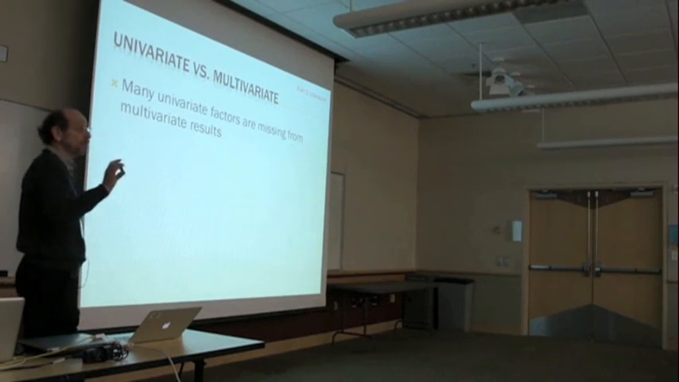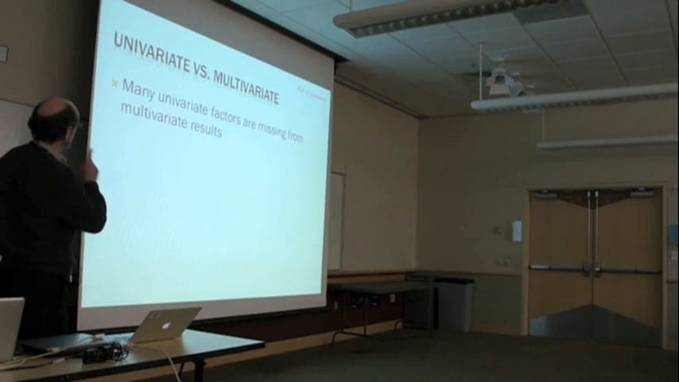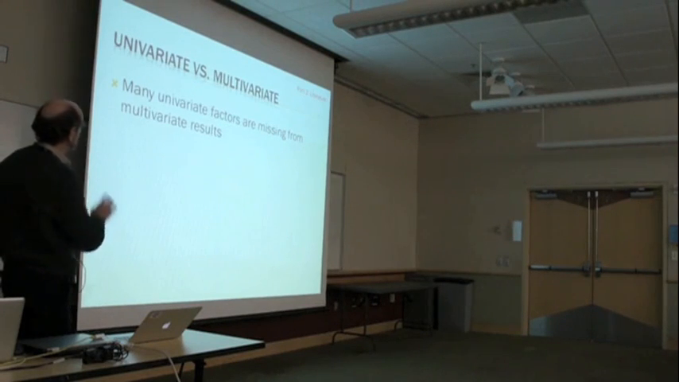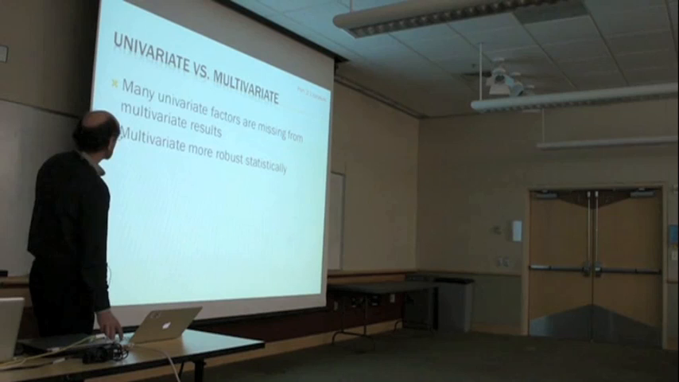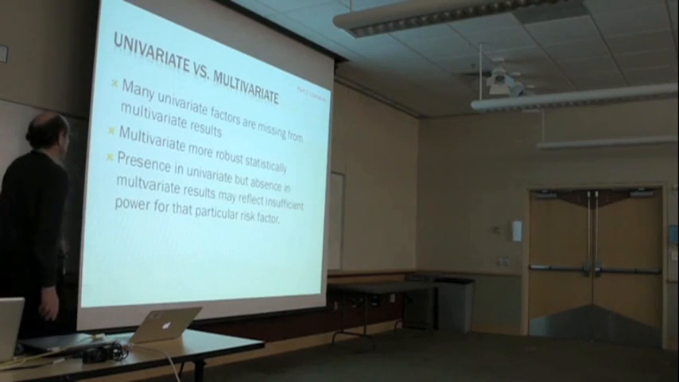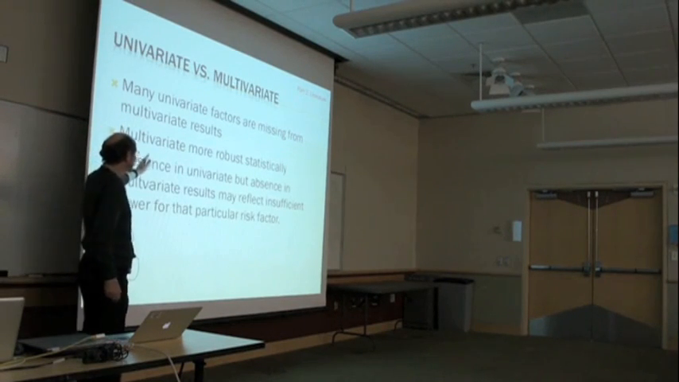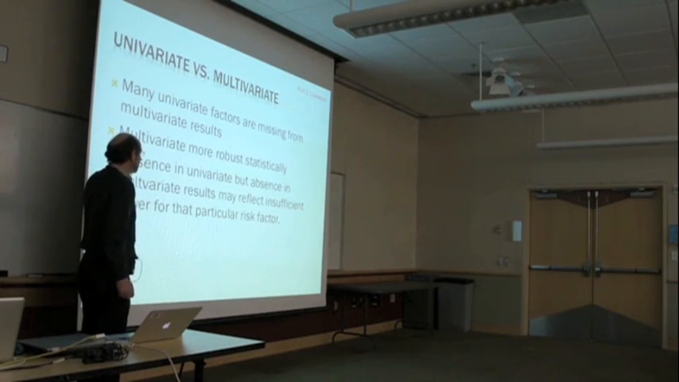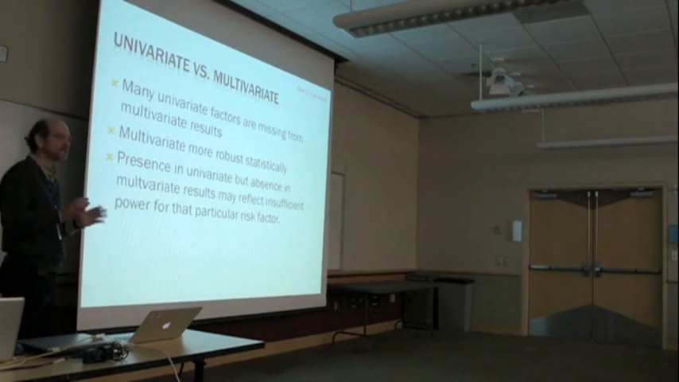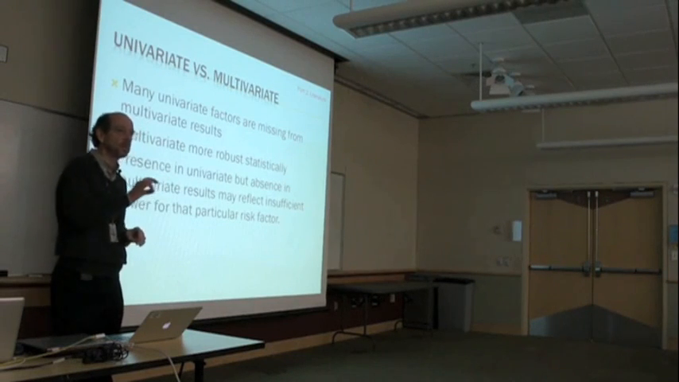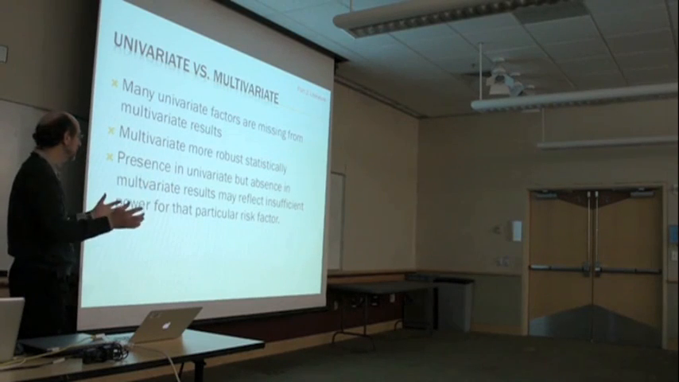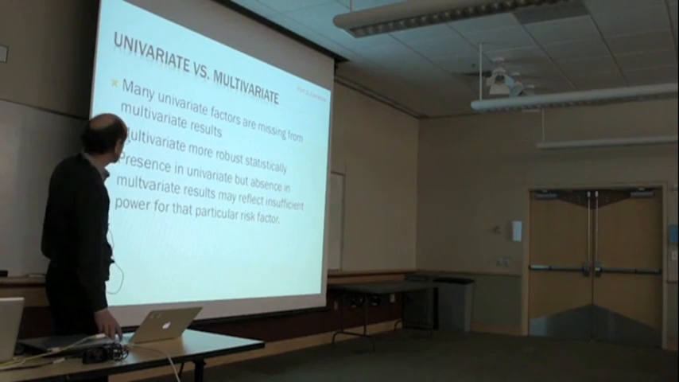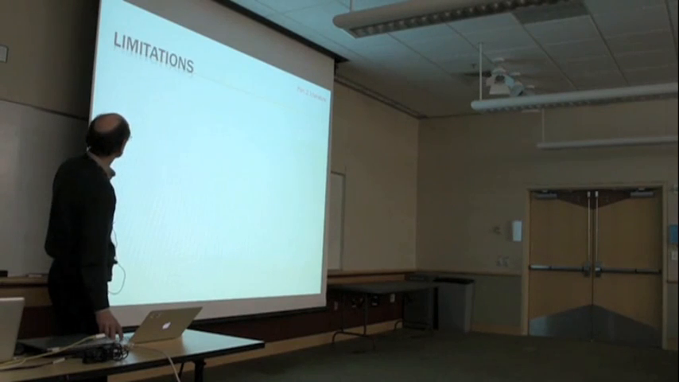So a key takeaway from this paper is that when you do a multivariate analysis, many univariate variables disappear. The multivariate method is more robust statistically, and the presence of a variable in the univariate, but absence in the multivariate, might reflect that there's really insufficient power for that particular variable in the big analysis. All right? So you can get a univariate analysis, but when you try and put it all together, there just isn't enough power for that particular factor.